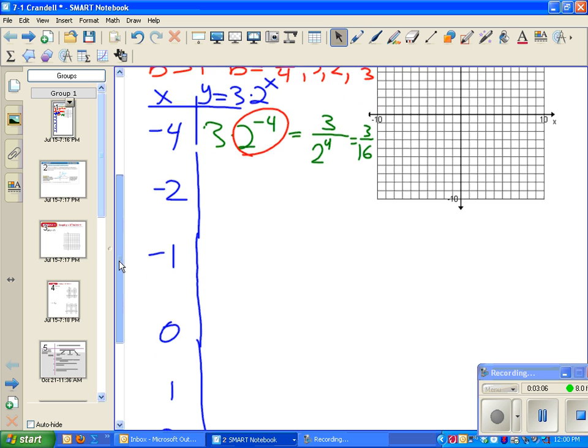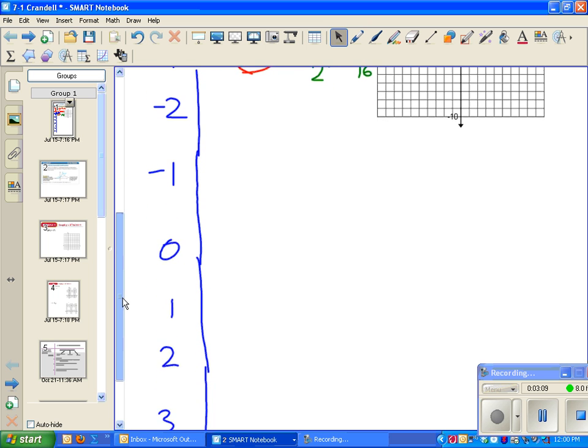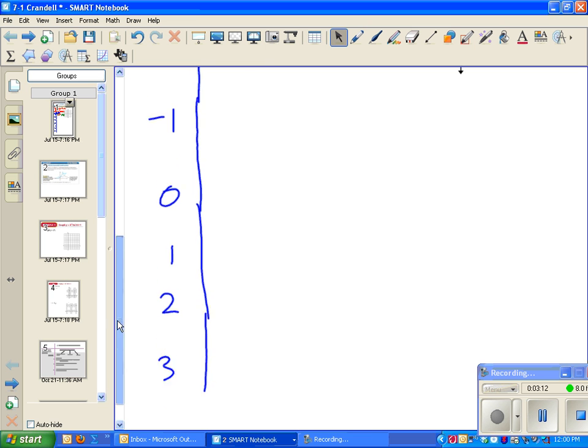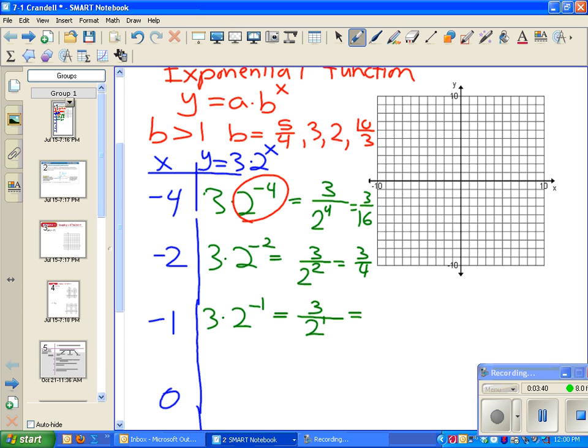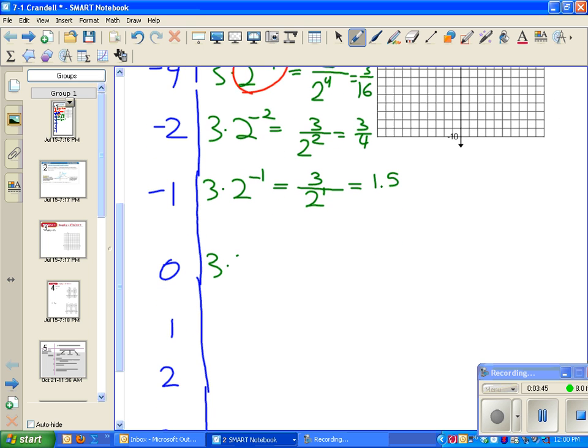So pause, do -2, -1, 0, 1, 2, and 3, please. So for -2, again, hopefully you're not listening to this right away because you paused the video. But order of operations, we're going to do 3, and then this is going to be 2 squared, so that's 3/4. So definitely less than 1, but greater than 3/16. 3 times 2 to the -1 is going to be 3 over 2 to the 1st, which is just 3/2 or 1.5.